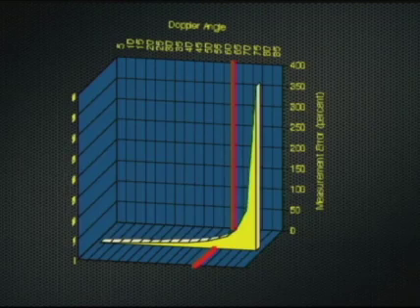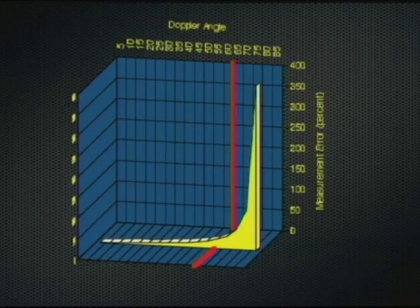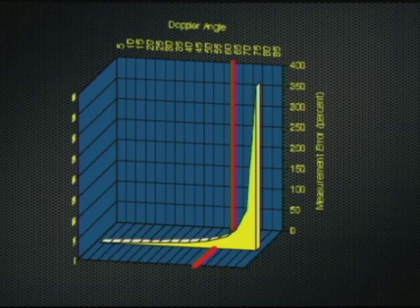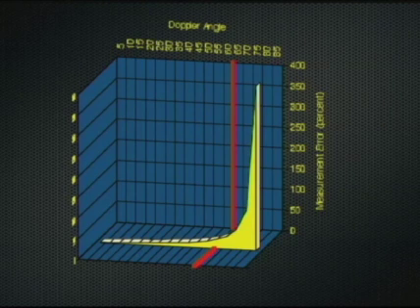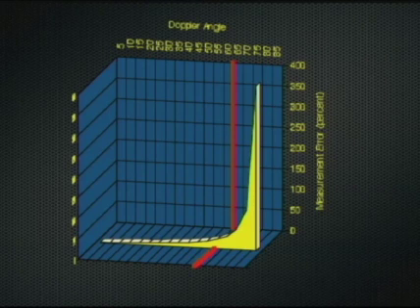Now, one of the rules that most individuals using Doppler are quite familiar with is the rule that Doppler angles greater than 60 degrees should not be employed. And this graphic attempts to indicate why that is such an important number. What is displayed here in yellow is the measurement error in percent for a 5-degree error in the estimate of the Doppler angle. And the red line indicates the Doppler angle of 60 degrees.